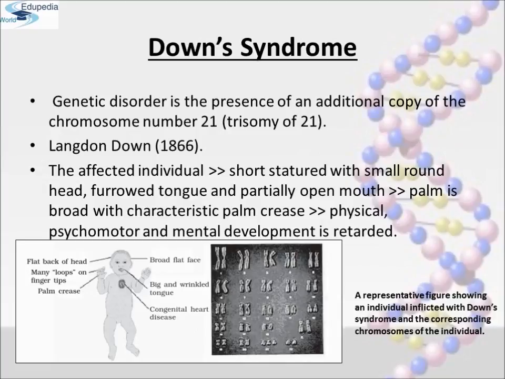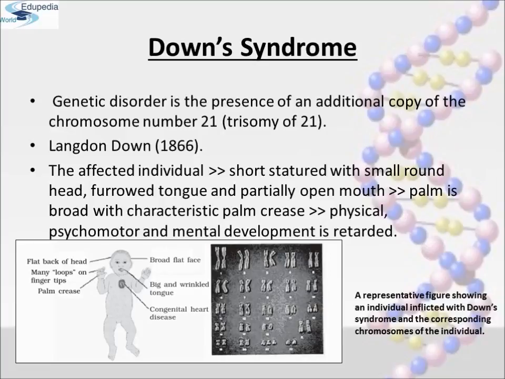Down syndrome. The cause of this genetic disorder is the presence of an additional copy of chromosome number 21, that is trisomy of 21. This disorder was first described by Langdon Down in 1866. The affected individual is short statured with a small round head, furrowed tongue and partially open mouth. The palm is broad with a characteristic palm crease. Physical, psychomotor and mental development is retarded.